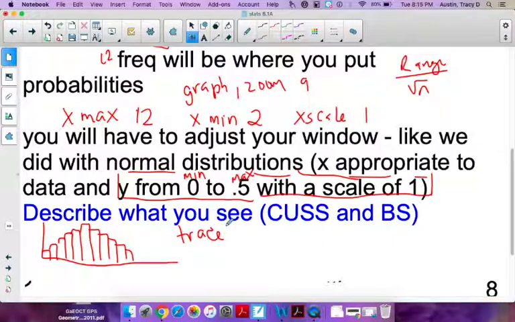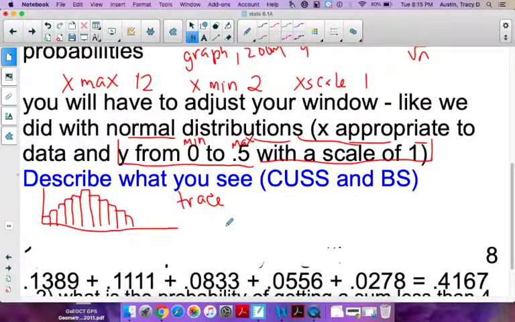Remember you can't say that it's normal for the shape, but you can say it's approximately normal or mound-shaped, definitely unimodal, things like that. But make sure you're giving specific statements for the mean and the range. And don't worry about picking out interquartile range or anything like that. So make sure you're describing that.